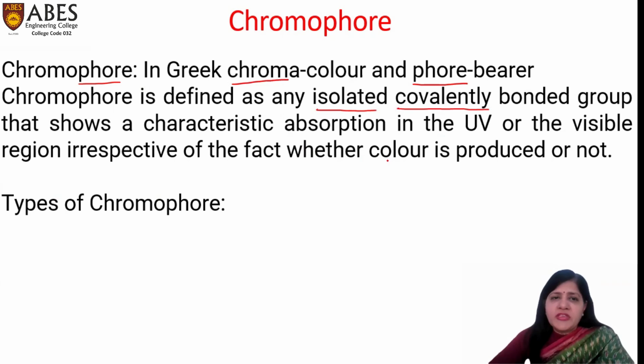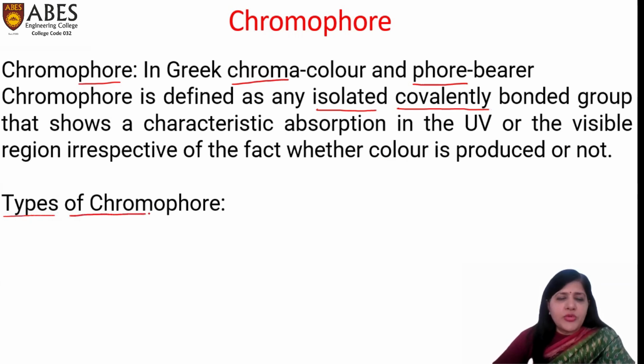So, to simplify this, a chromophore is any group which shows UV visible light absorption, and it is not necessary that after absorption of this light, it will show color. Color production is not compulsory, but if any isolated covalently bonded group is showing UV visible light absorption, it will be defined as a chromophore.